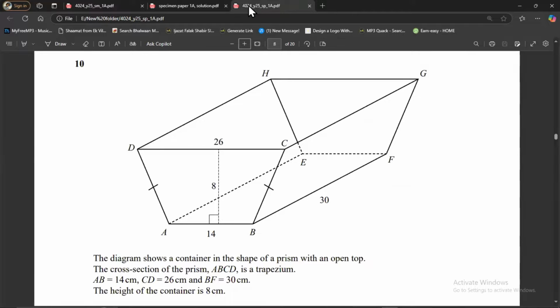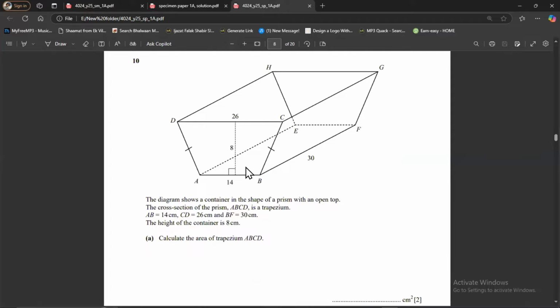The next question coming up on your screen is question number 10. The diagram shows a container in the shape of a prism with an open top. The top is not there. The cross section of the prism ABCD is a trapezium, where the AB is 14 centimeter, the CD is 26, and BF is 30 centimeter. The height of the container is 8 centimeter. So their question is calculate the area of the trapezium ABCD. This 26 and the 14, they are the parallel sides of the trapezium, and the vertical height of the trapezium is 8.